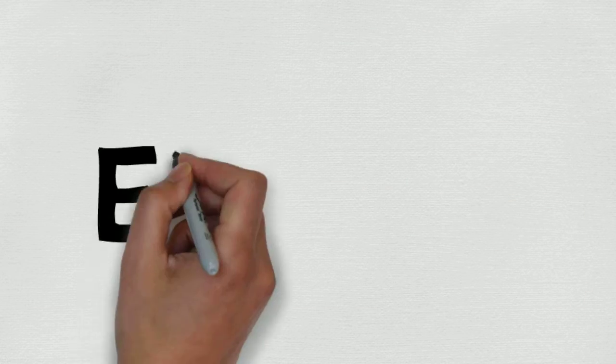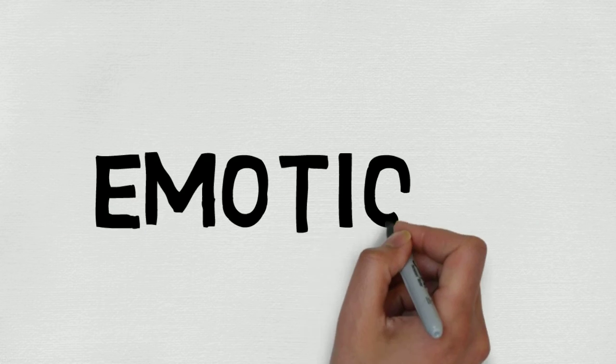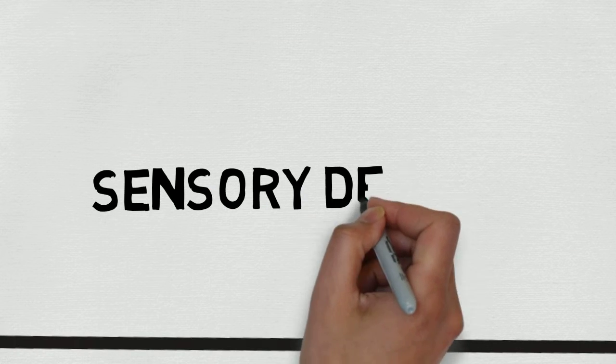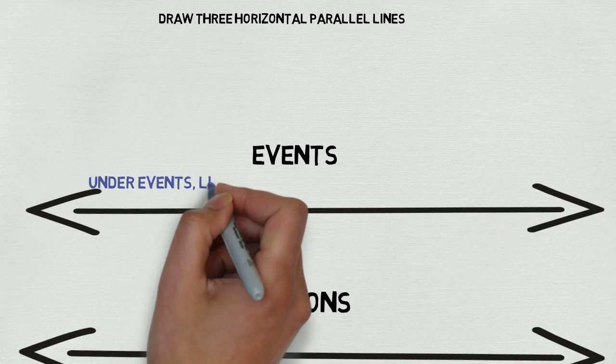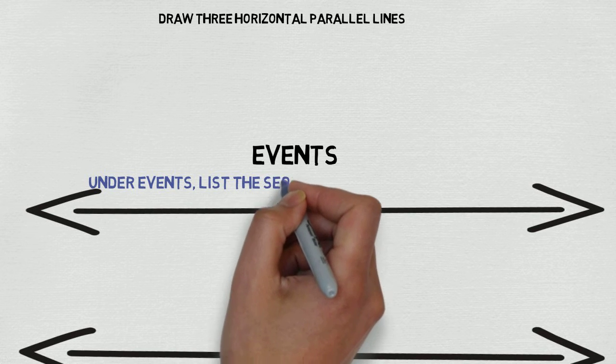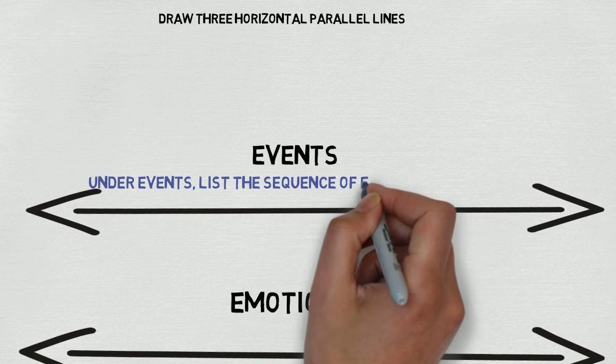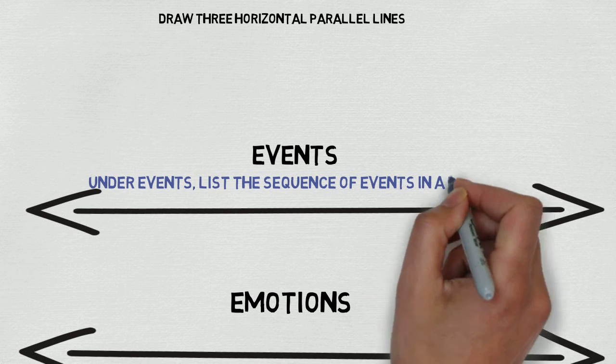The first line is going to have the events, the second, the emotions, and the third one, the sensory details. The events are the sequence of the things that happened in a story. It can be a real story or it can be a fictional story.